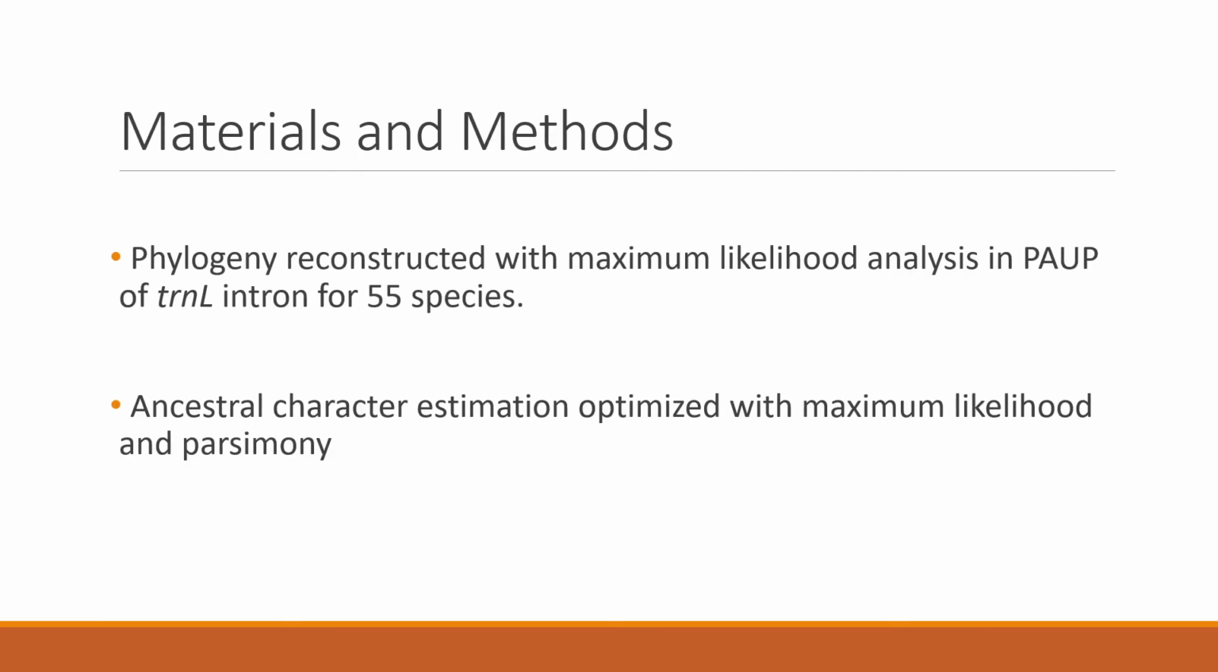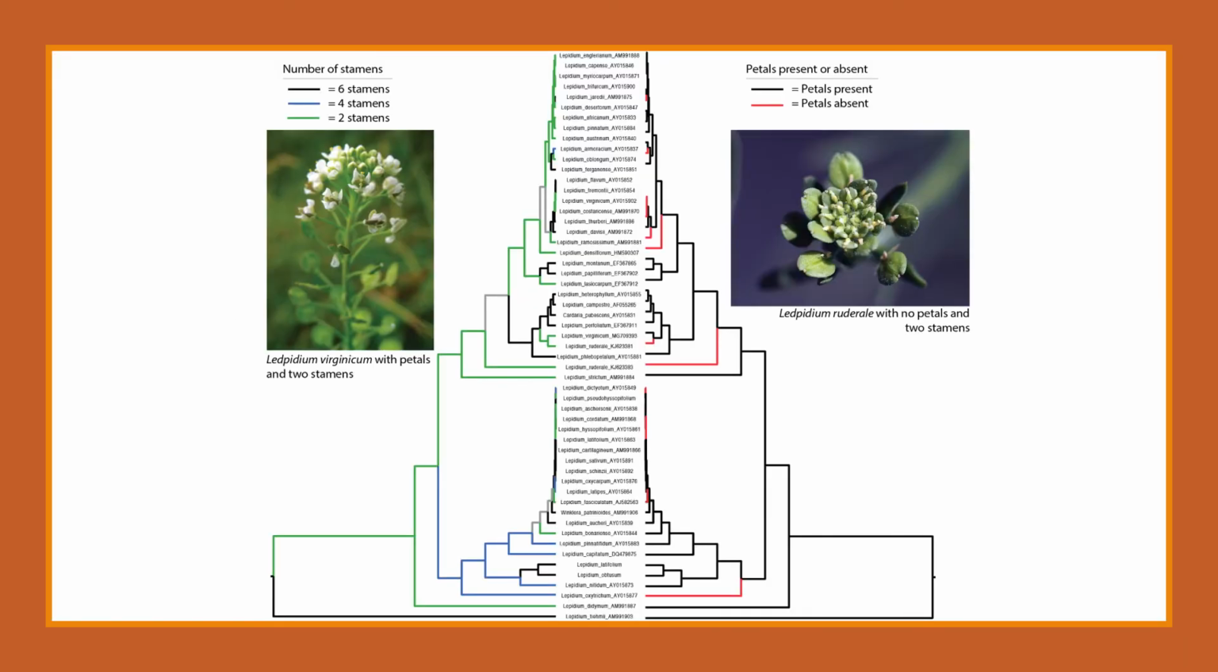In order to answer these questions, we've reconstructed phylogeny with maximum likelihood analysis of trnL and trnF for 55 species of Lepidium. In order to get this figure, we've taken the ancestral character estimation and optimized it with maximum likelihood and parsimony. In this slide, we see the phylogeny that we have reconstructed, with the number of stamen being on the left side and petal presence or absence on the right side.